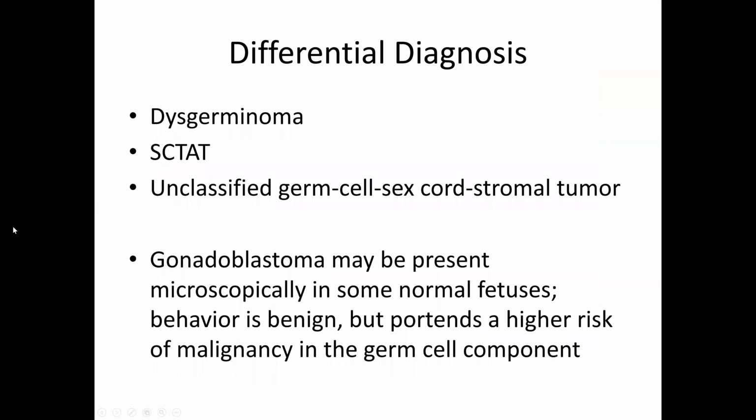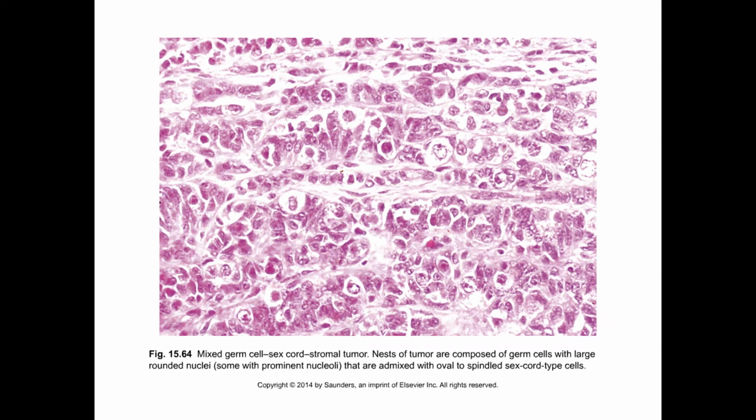So the differential diagnosis includes Dysgerminoma as a pure form or sclerosing sex cord tumor with annular tubules, the SCTAT, which we did a video on a while back, or just unclassified germ cell sex cord stromal tumor. You may not be able to classify. And gonadoblastoma may be present in some of these lesions. So here's another image of this mixed germ cell stromal tumor with nests of cells composed of germ cells. We see these large tumor cells here in this sort of cord-like area that looks a lot like Sertoli cell tumor or maybe a Sertoli-Leydig cell tumor.